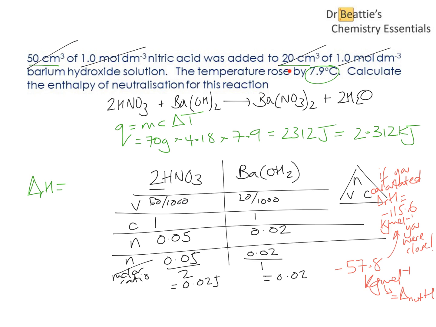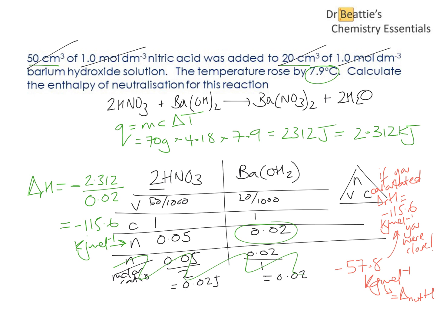Again, because the temperature rose by 7.9 degrees, we need to make sure that we have a minus in front because it was an exothermic reaction. We use Q, which is 2.312, and then we divide by always whatever the limiting reactant is on this line of our grid, okay? Never this line of the grid at this stage. That is just a part of the grid that helps you decide which one's the limiting reactant. But we worked out this was the limiting reactant, so we've got 0.02. We put that in, and so this equals minus 115.6 kilojoules per mole.